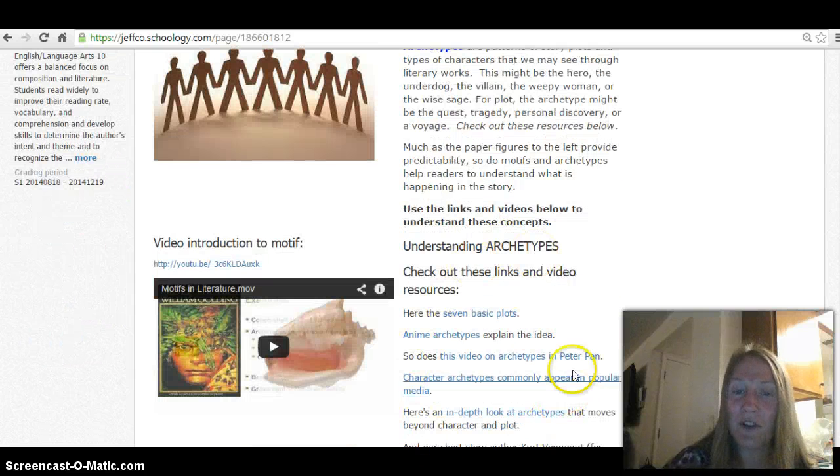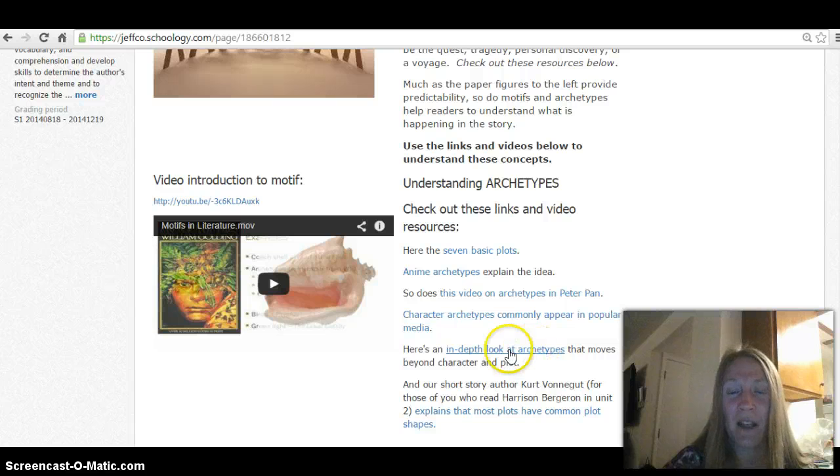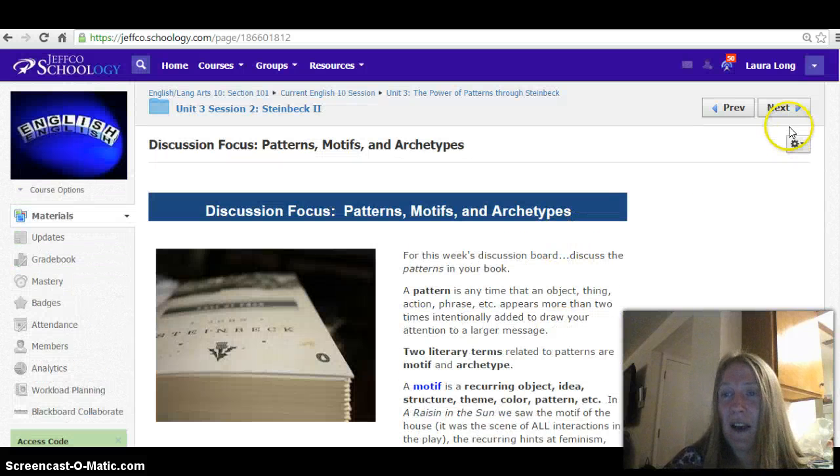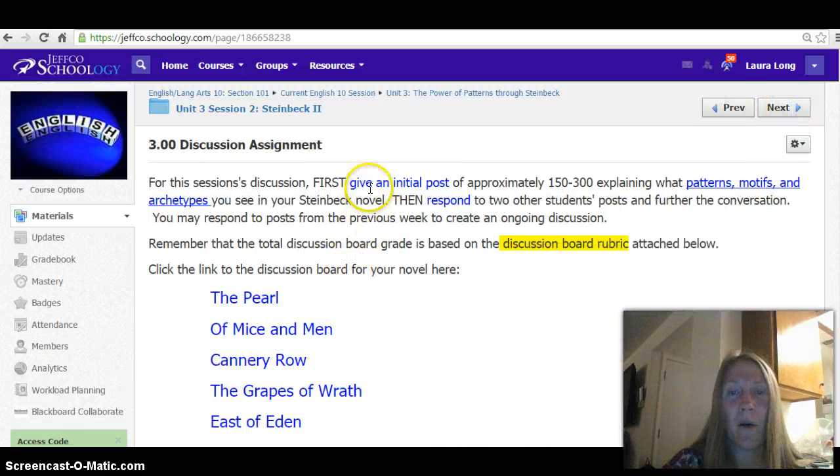So these are some resources you can use on understanding archetypes. Some of you who are more into anime may get something out of this. The Peter Pan ideas will be here. Character archetypes. There's some movies that might help you to understand this better. And Kurt Vonnegut, our author from the previous short story unit, had something to say about archetypes and plots and how plots are very predictable. So a lot of that is just background information so that when you get to the discussion board, you can give a post on what patterns, motifs, and archetypes you have found so far in your Steinbeck novel.